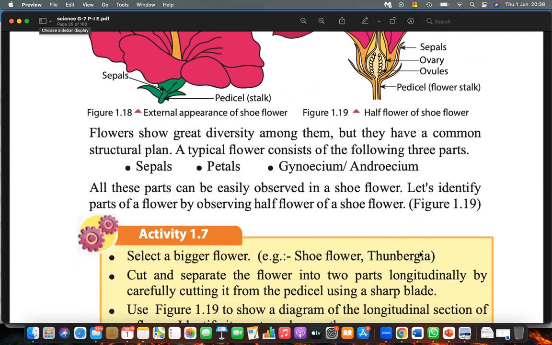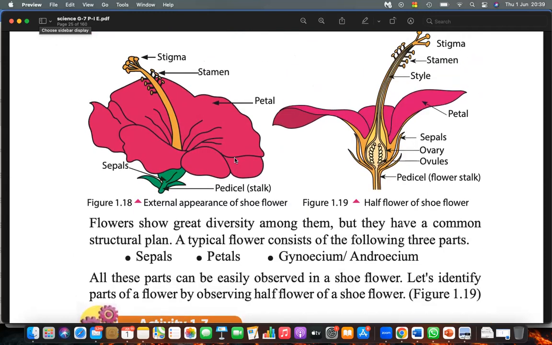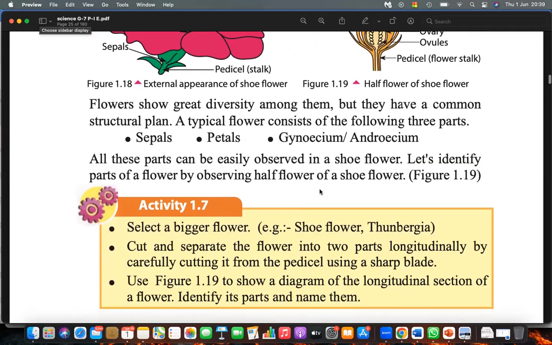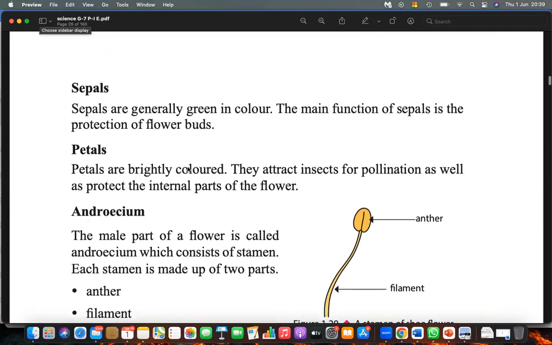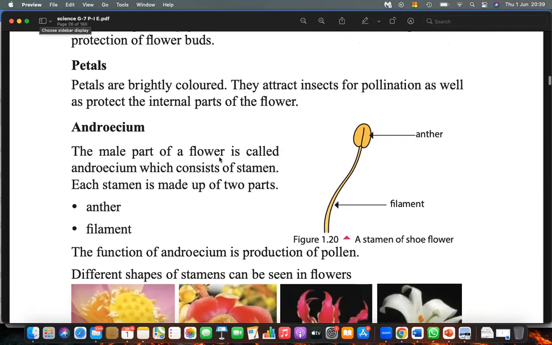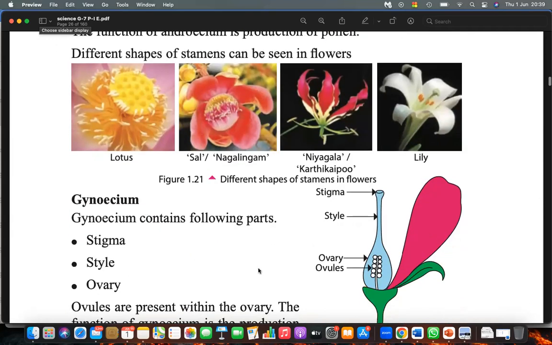So what is this gynoecium? Sepals and petals are for the attraction and the protection of the plant. Then it has a gynoecium and androecium, both. Right? So what is basically this androecium? Androecium is basically the male part of the plant. And the gynoecium is the female part of the plant.